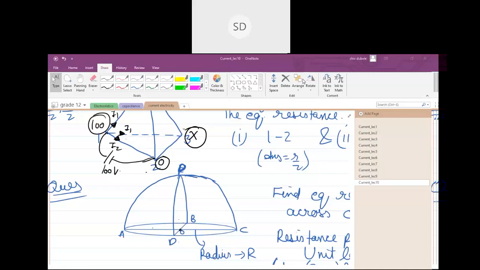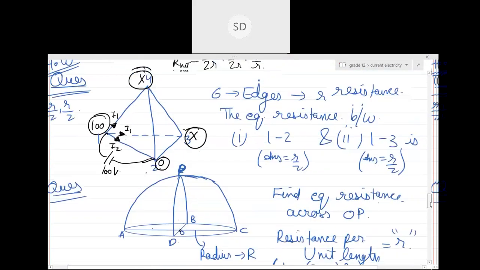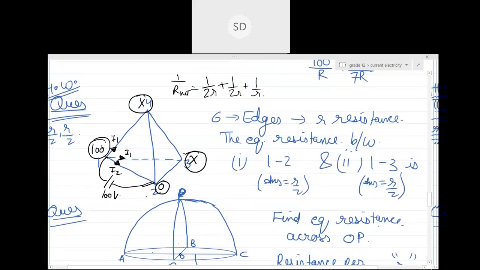So the first question, I guess it's clear, right? The one which I gave over here, this is pretty much clear, right? So I'll explain it again, no problem. Suppose you want to find it across 1 and 2, so across 1 and 2 you connected a 100 volt battery. So this 2 became at 0 potential and this 1 became at 100 potential, right?